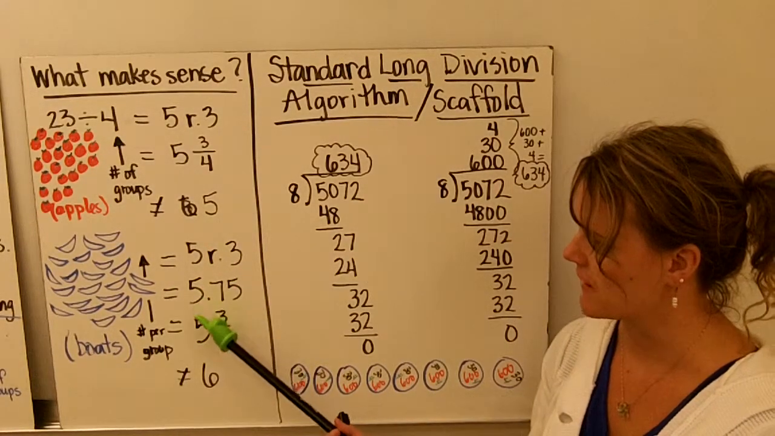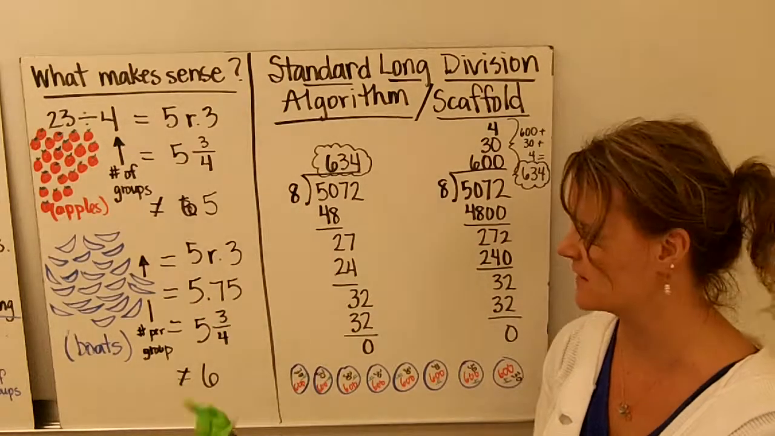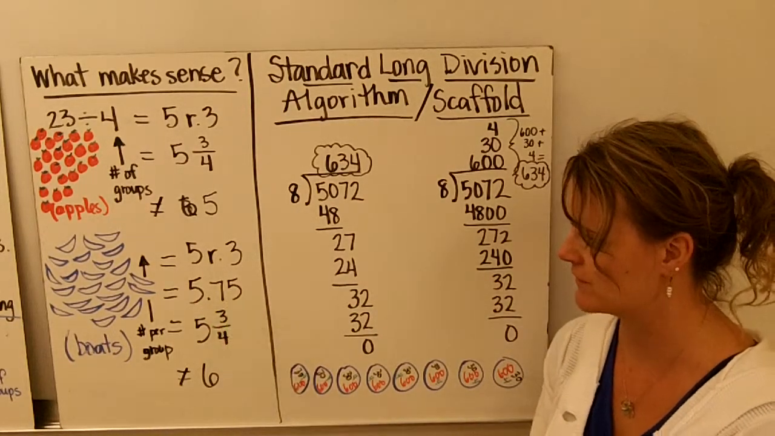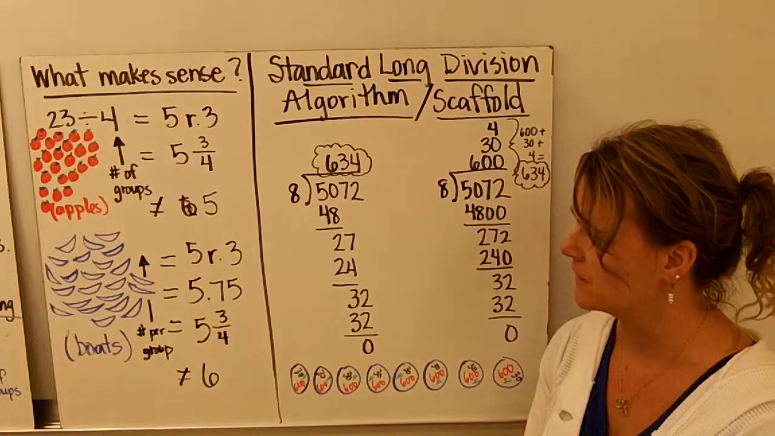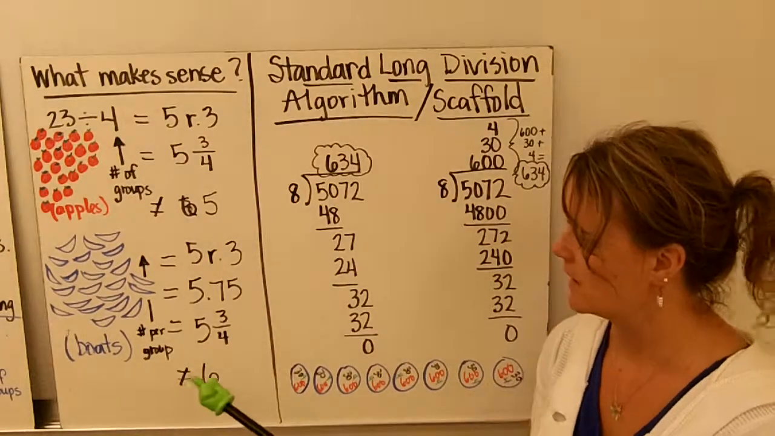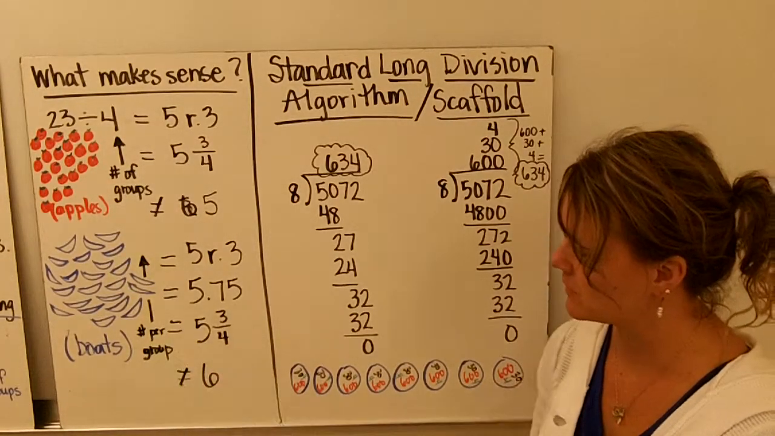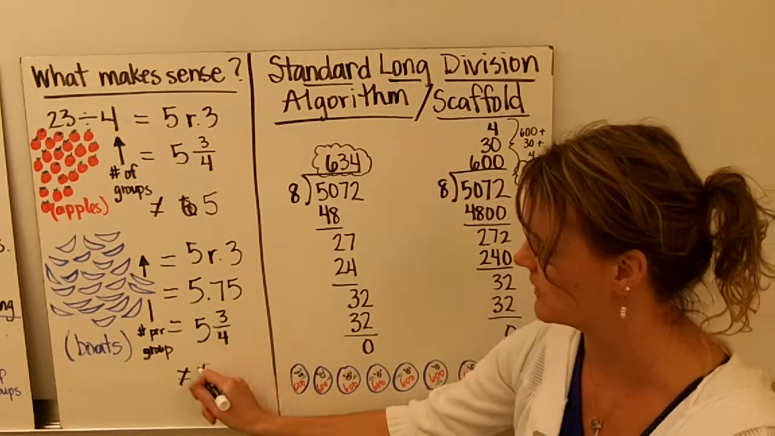We can also think of our answer as a decimal, which in this case doesn't make sense, because you wouldn't have 3/4 or 75/100 of a person. And so how many people can go into each boat? In this case, it makes the most sense just to say 5.